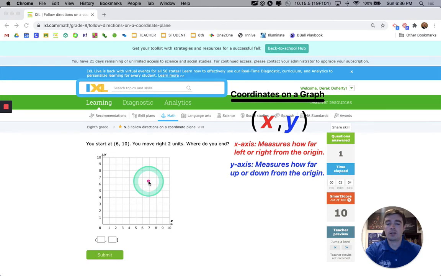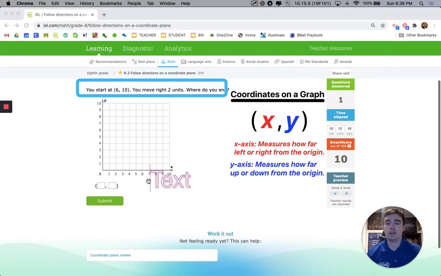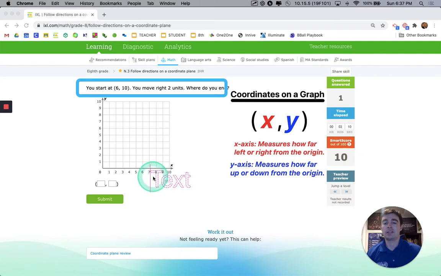All right, our next question is now on the screen. I'm going to scroll down a little bit, and it says you start at the point 6 and 10. You move right by 2 units. Where do you end up? Again here, I'm going to use a blue marker, and in blue, I'm going to put the point that we start at, in this case 6 for x and 10 for y. 6 to the right, 10 units up. This point in blue is our original point, 6 for x, 10 for y.